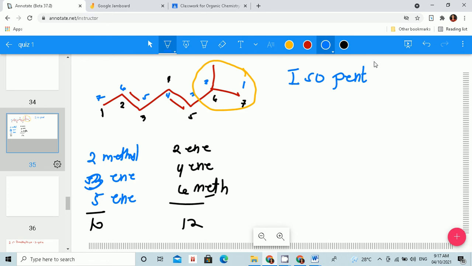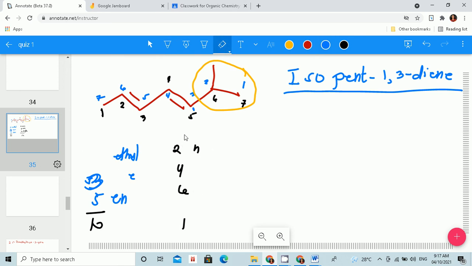pent. Now for the double bond, we have, this is carbon 1. Carbon 1 naman ni siya. 1, 2, 3, 4, 5. So 1, 2, 3. So we have isopent 1, 3 diene. Okay, so this is our IUPAC name. We have that one. Isopent 1, 3 diene.